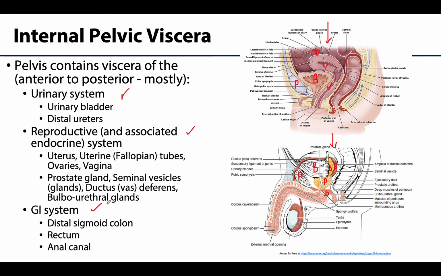The distal portions of the gastrointestinal system are more posteriorly placed, and this will include the distal sigmoid colon, as well as the rectum, which is going to be prominent in the pelvic cavity region, and then the anal canal will be more into this region here. So a little bit inferiorly as well, but posterior inferior for sure.